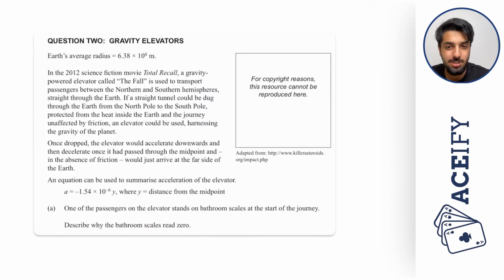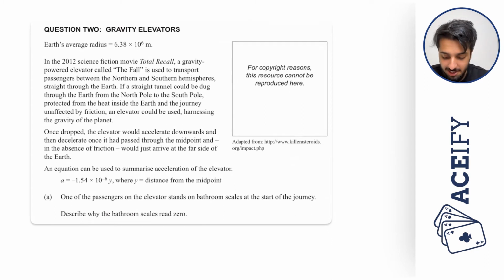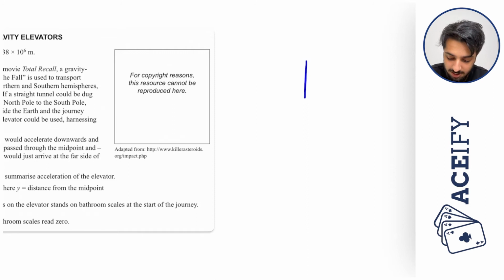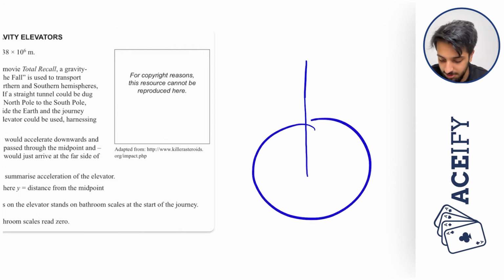Okay, so this description is sci-fi. NCEA try to mix in a movie into the question. There was a lot of controversy on this because they're putting science fiction in a physics paper, but essentially the idea is that there is an elevator that can go straight through the Earth, and the elevator is being accelerated by gravity because there's no friction.